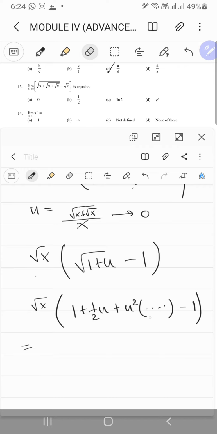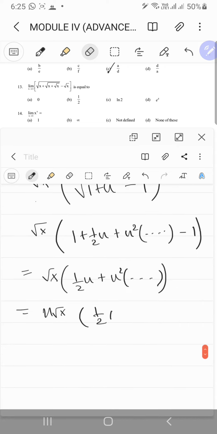And this stuff, I don't think it's finite exactly. No, it's not finite. Wait, no, it is finite. Sorry, yes, it's finite. It's approaching some certain value. We don't care about what that value is. Okay, fine. So this is just going to be square root of x times 1 by 2u plus u square times other stuff, which is u square root x into 1 by 2 plus u times some other stuff. Now let's substitute u back into this thing.